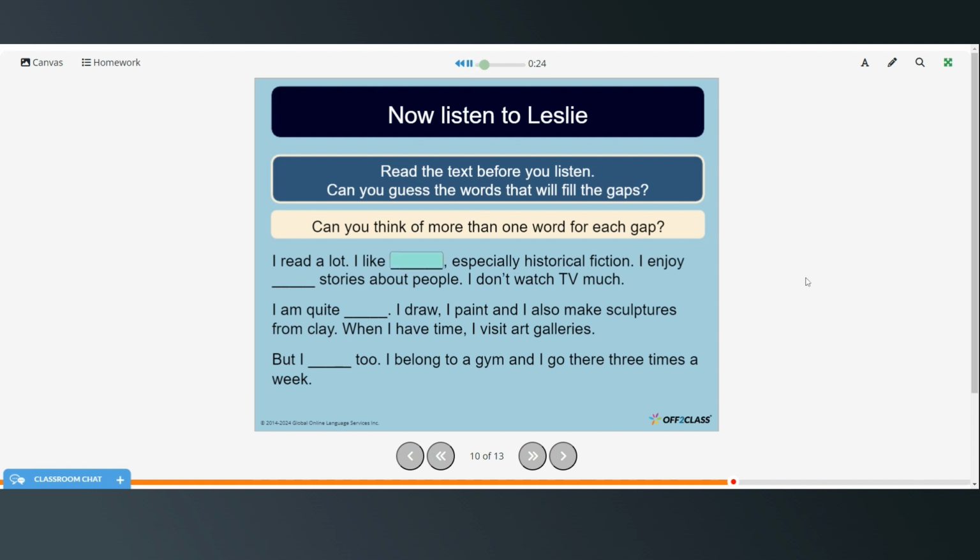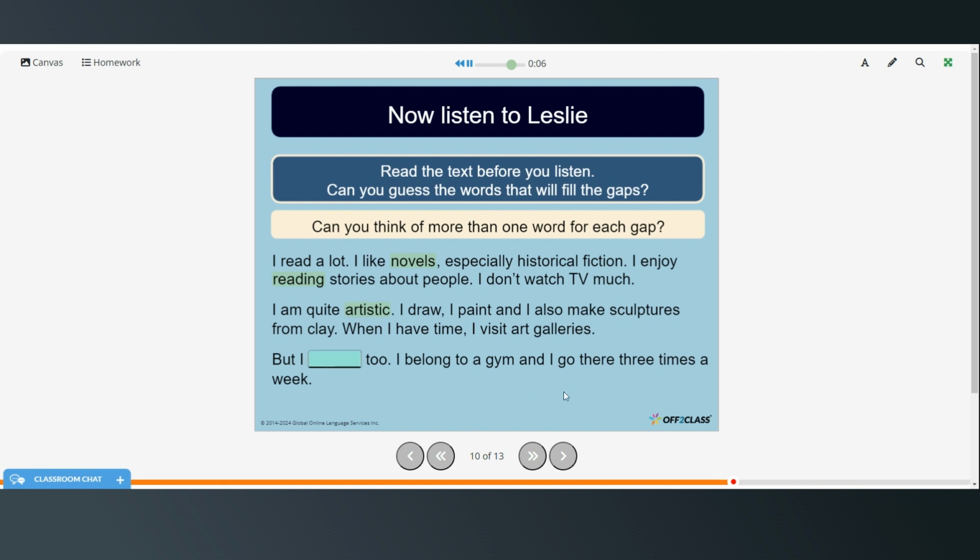I read a lot. I like novels, especially historical fiction. I enjoy reading stories about people. I don't watch TV much. I am quite artistic. I draw, I paint, and I also make sculptures from clay. When I have time, I visit art galleries. But I keep fit too. I belong to a gym and I go there 3 times a week.